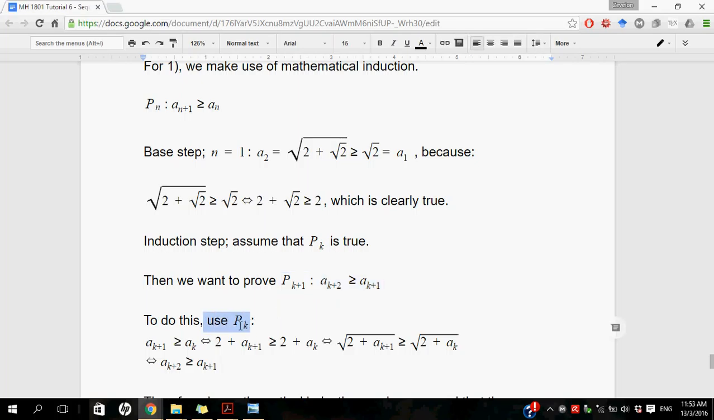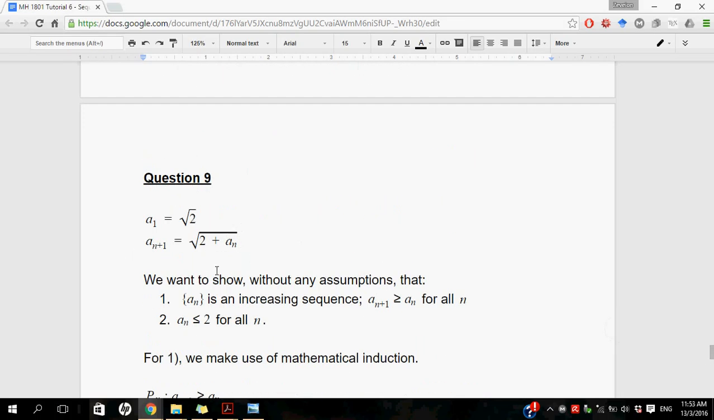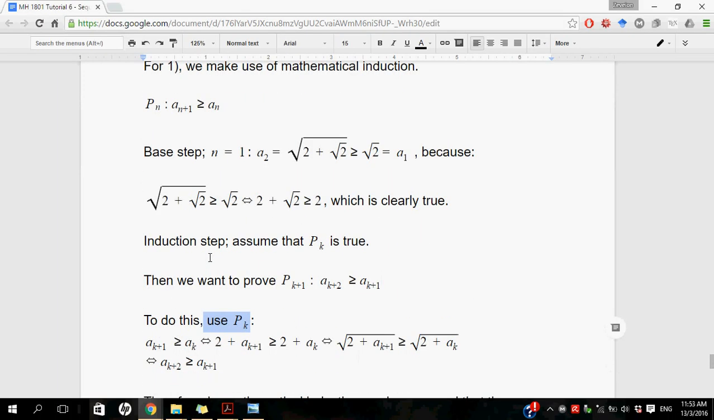We will just make use of the assumption that pk is true and the observation that our sequence is defined by means of a recursive formula. So here we will start with a(k+1) greater than or equal to ak. That's the statement for pk. This is if and only if, well, we have this inequality where we just add 2 to both sides. It's still true. It is equivalent to the starting statement. This is also equivalent to what we would have here by taking the square root of both sides.